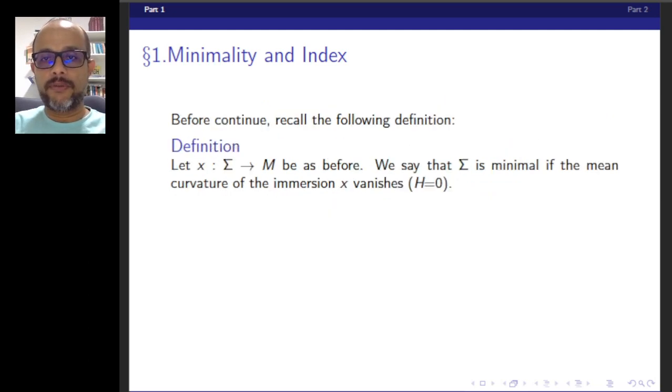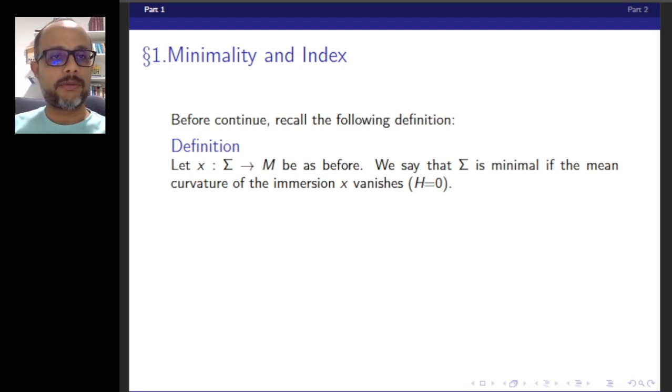The first thing I would like to introduce is the notion of minimal hypersurfaces. This notion is associated to the mean curvature, and you say that the manifold sigma is minimal with respect to this immersion X if its mean curvature vanishes along sigma.